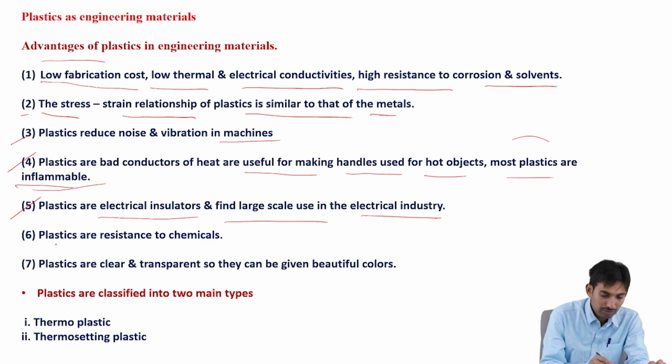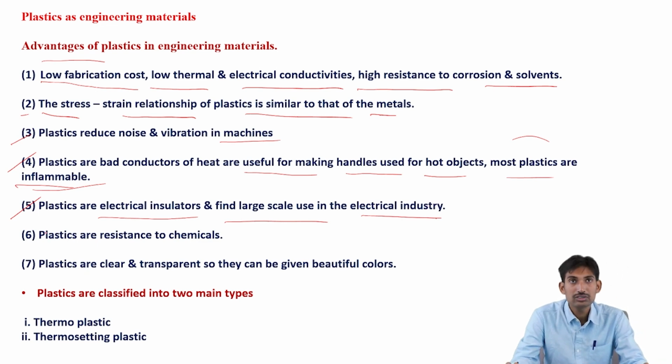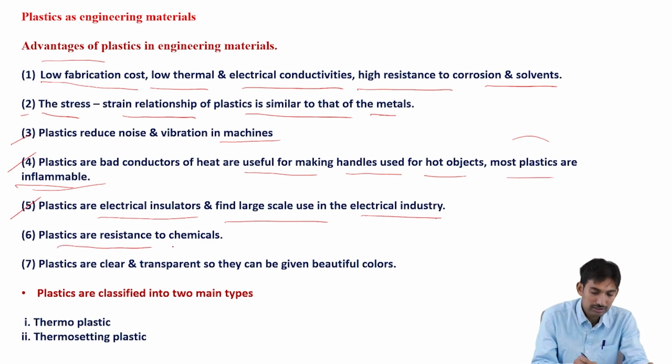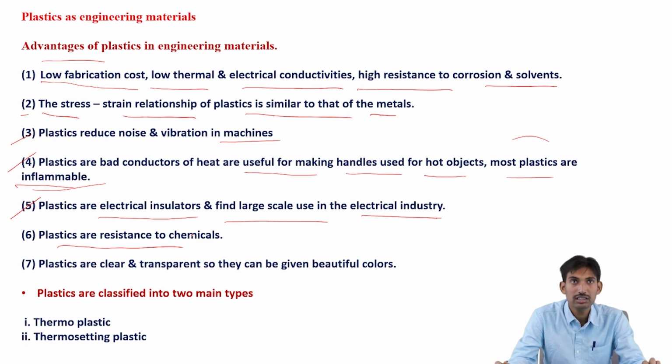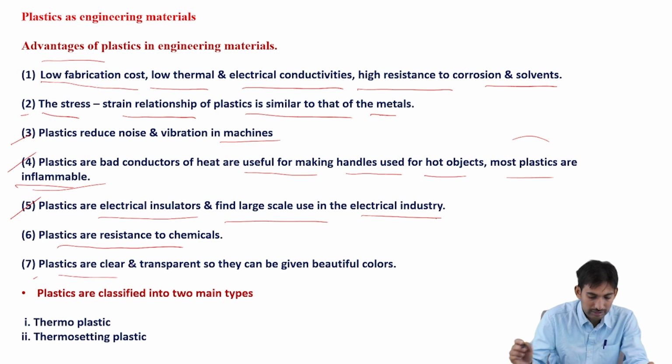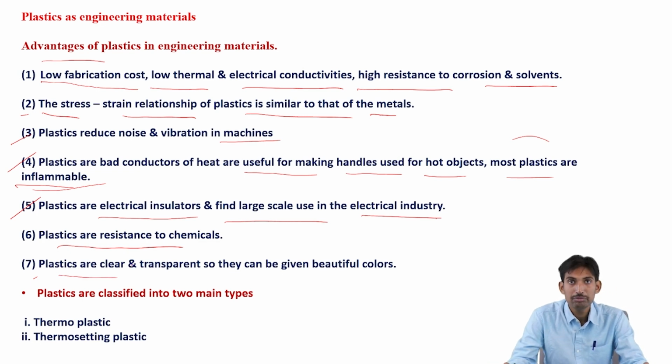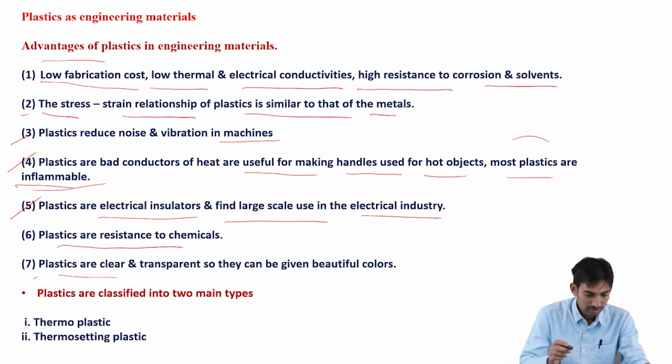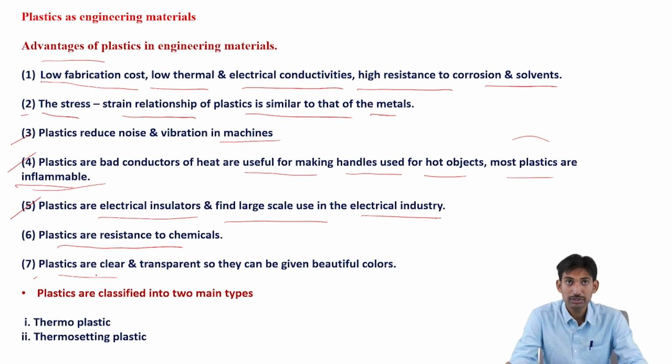The sixth advantage of plastic is that plastics are resistant to chemicals. The seventh point is that plastics are clear and transparent, so they can be given beautiful colors.